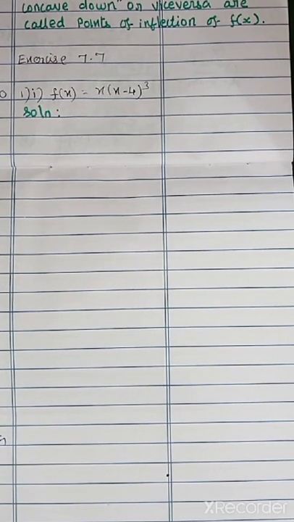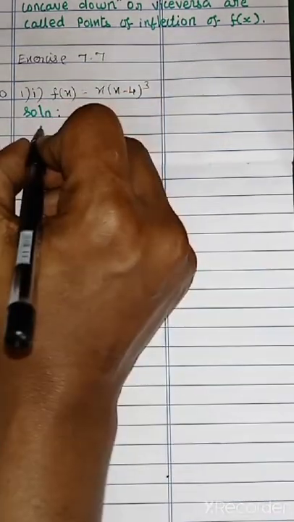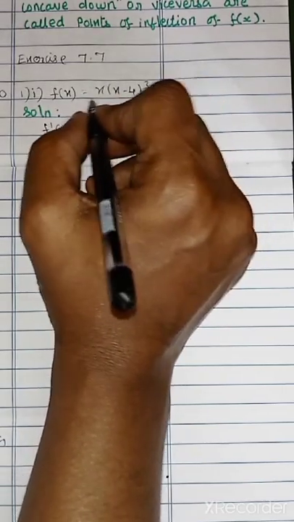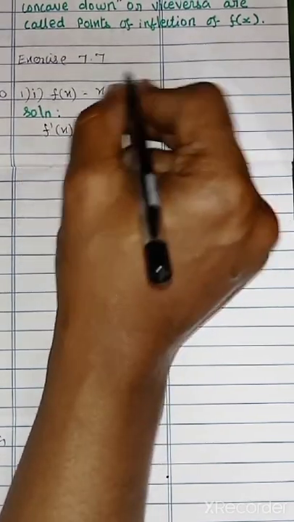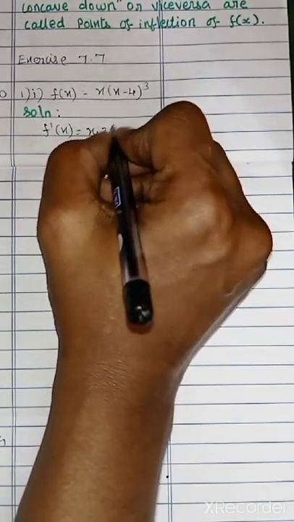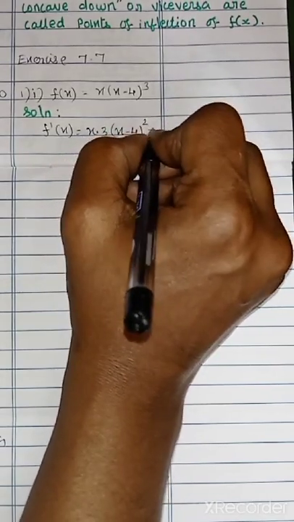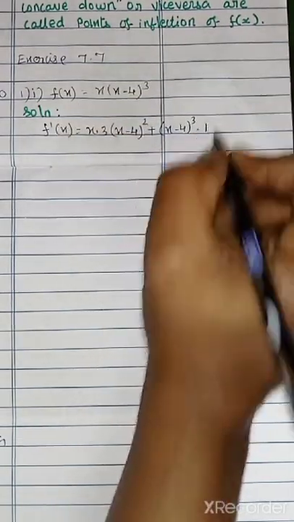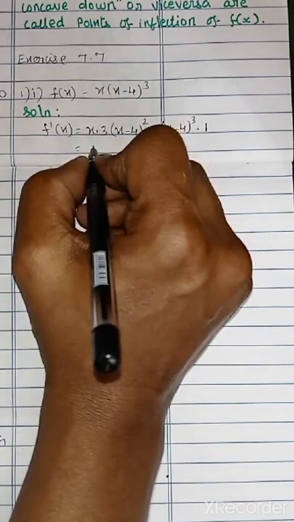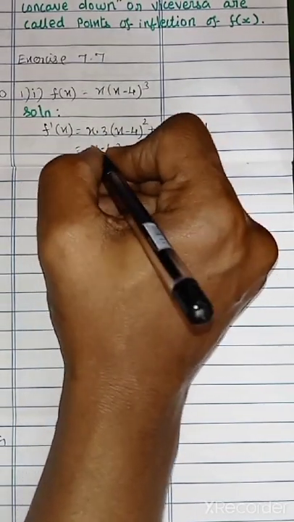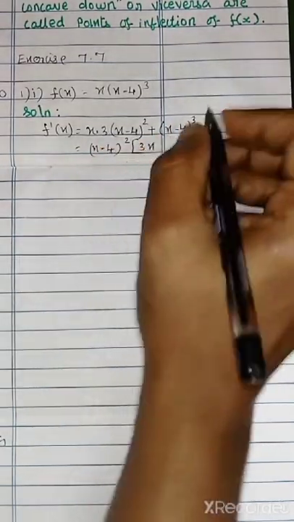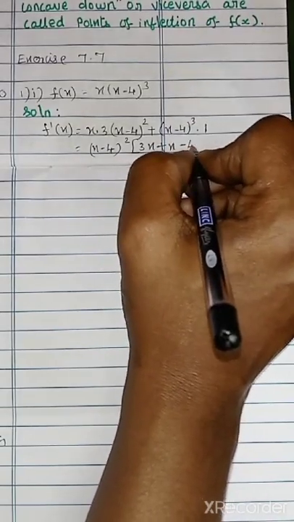What do we have to find? f dash and f double dash. First we find f dash of x, using the UV method. x is one term and (x minus 4) the whole cube is the other term. Using the UV method, keeping x as it is, we differentiate the second term to get 3 into (x minus 4) the whole square, plus the next term (x minus 4) the whole cube as it is, and x differentiated gives 1. We can take (x minus 4) the whole square common to simplify, so we get 3x plus (x minus 4) remaining.